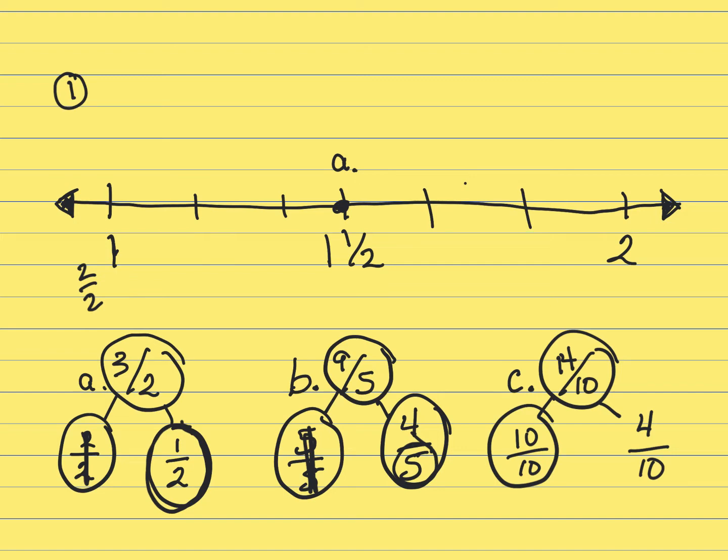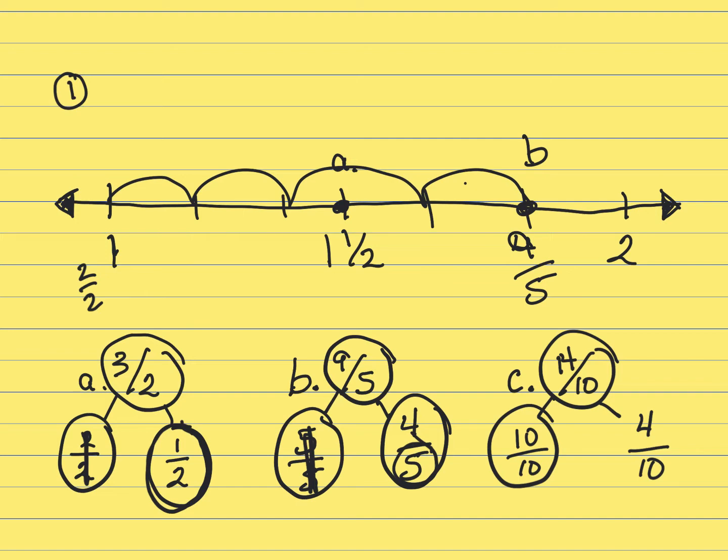1, 2, 3, 4, 5. Okay, so I have 5 sections. And so if I just jumped from here to here, to here, to here, to here, this would be right here, would be B, which is 4/5.